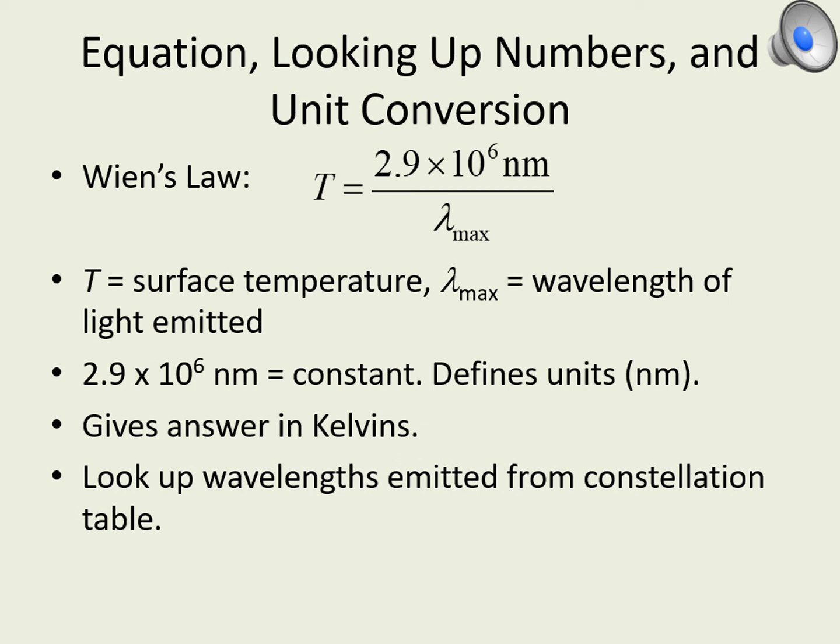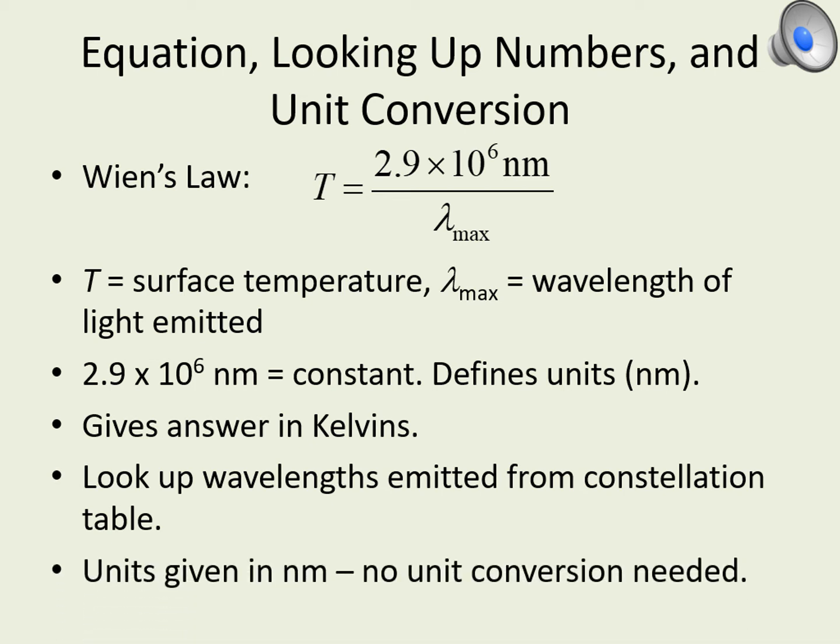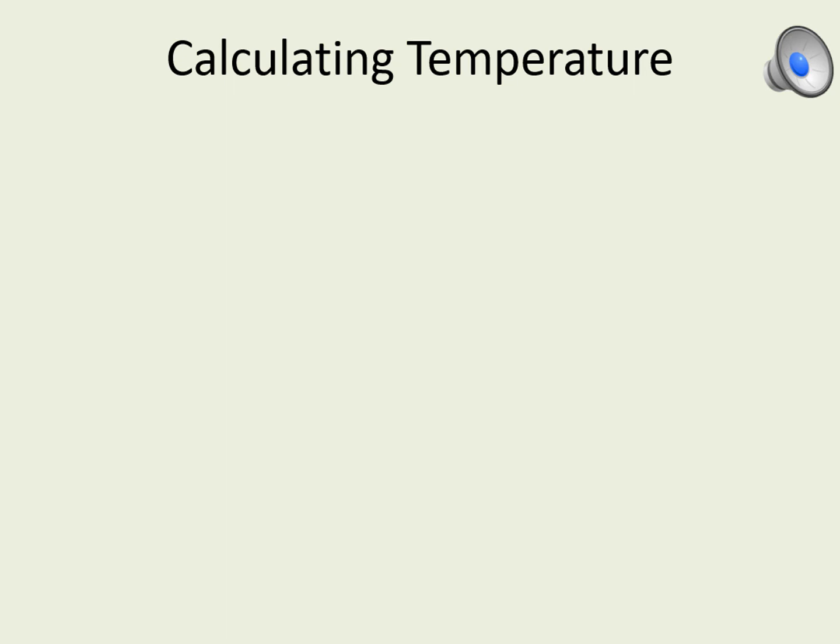Make sure that you include the two you predicted earlier. Notice that these values are already given in nanometers, so we don't need to do any unit conversions. You can leave that box blank. So let's go ahead and do this calculation. Simply replace lambda with the wavelength from the table and divide them to get the answer in kelvins.